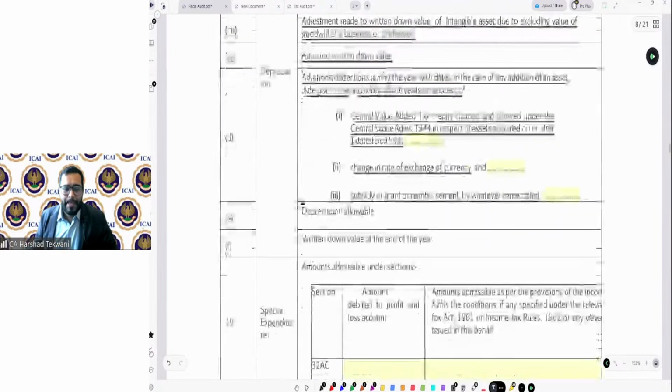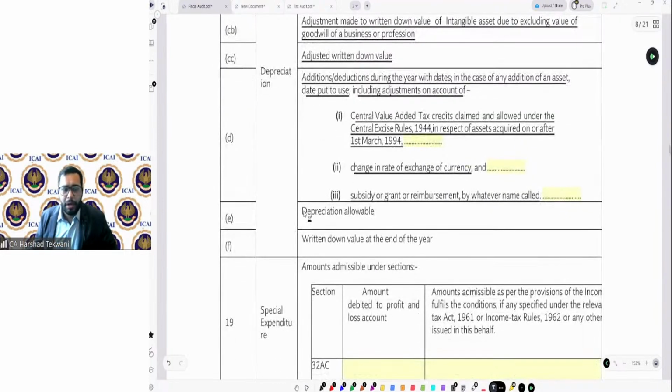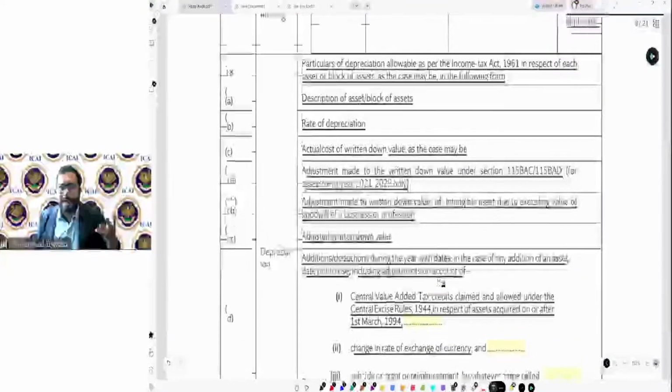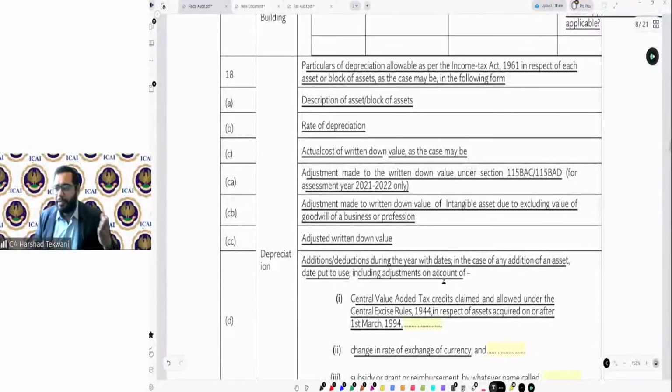Okay. Then you have depreciation allowable after calculation based on the rate and WDV. Then you have the written down value at the end of the year after depreciation. So basically the calculation of the depreciation is there in clause 18.